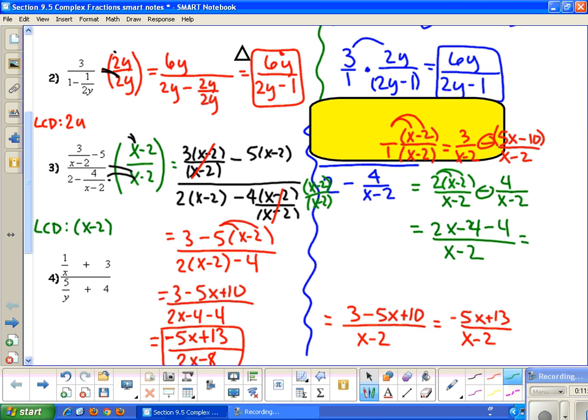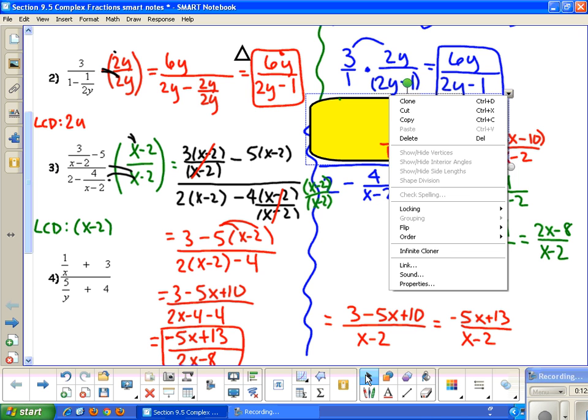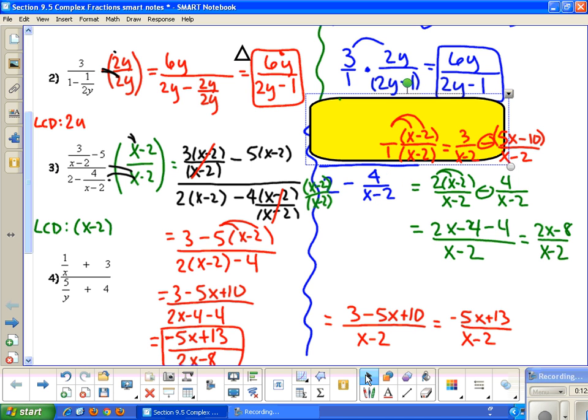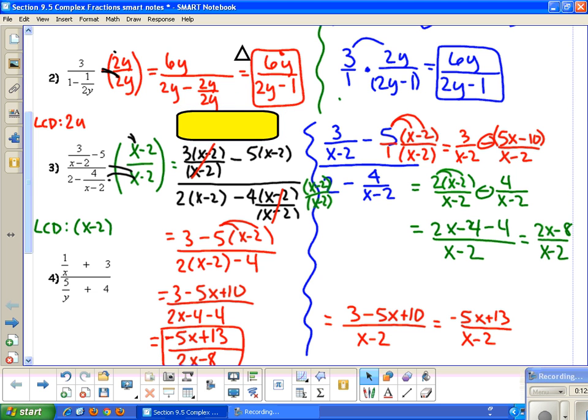And then this would be equal to 2x minus 8 over x minus 2. Well, I'm not done. I just worked with my numerator and denominator separately. So now I have to put the two together. So I'm going to move this out of the way, and put it over here.